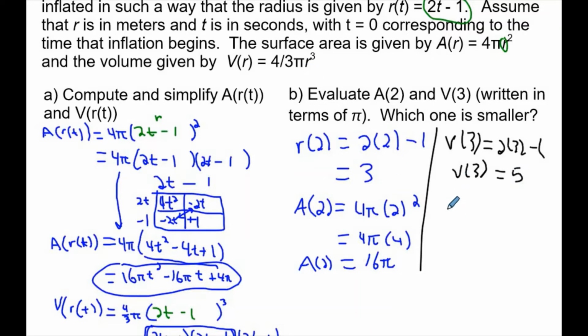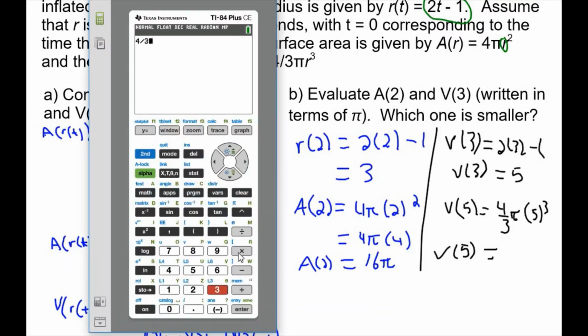And to plug that into my volume equation, V of 5 would be 4/3 pi, and then 5 to the 3rd power. And 5 to the 3rd power is 125. So let's take a look here. Maybe we need to use a calculator for that one. So 4/3 times 5 to the 3rd power is this number, but a lot of calculators have a feature where you can turn it into a fraction, and on the TI you hit math, hit 1 to convert to fraction, enter again, so you just get 500/3.